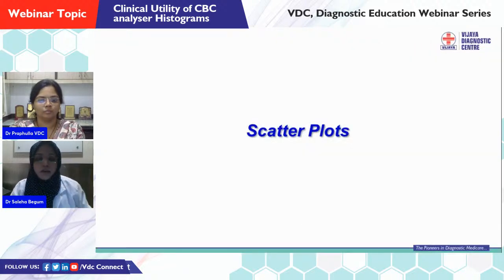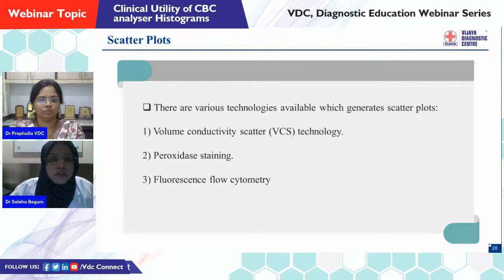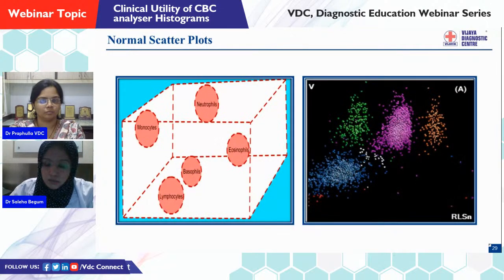So coming to scatter plots, there are various technologies available which generate scatter plots. Usually it is a VCS technology, a peroxidase staining or fluorescence flow cytometry. This is a scattergram showing the normal positions of different WBCs. The lowermost population is the lymphocyte. Here you can see in the corresponding picture, the blue population is representing a lymphocyte.